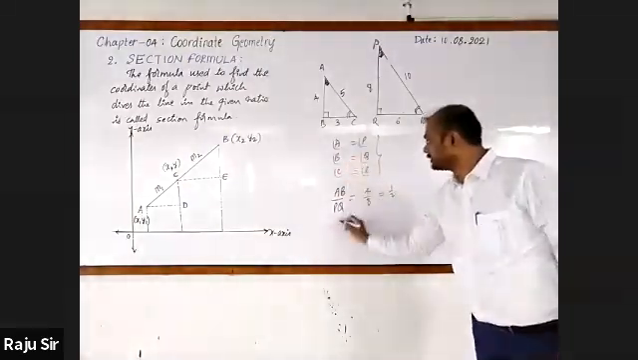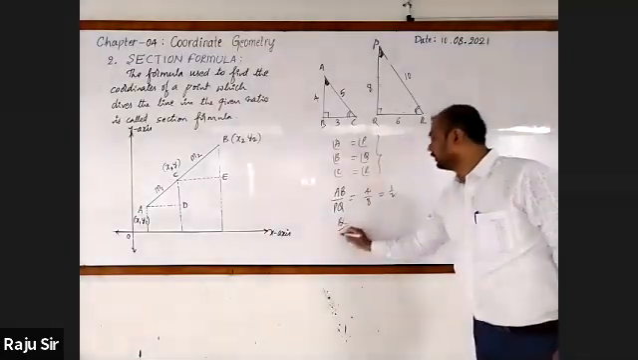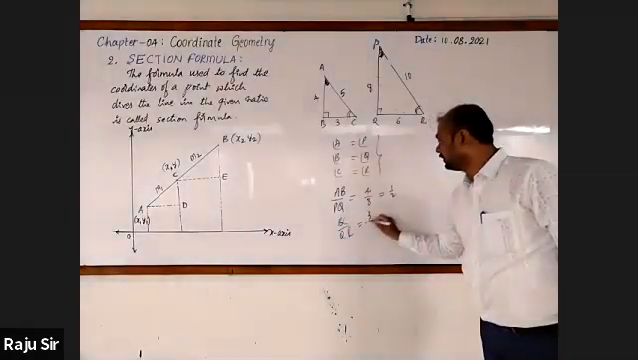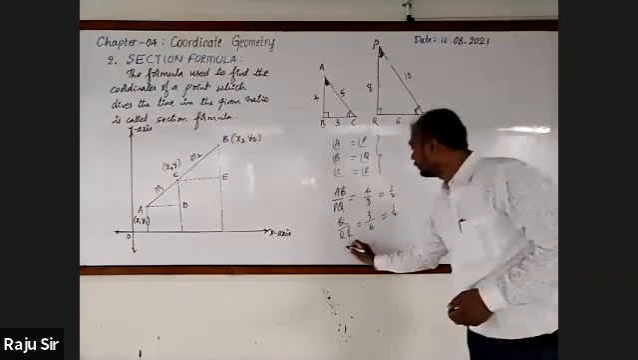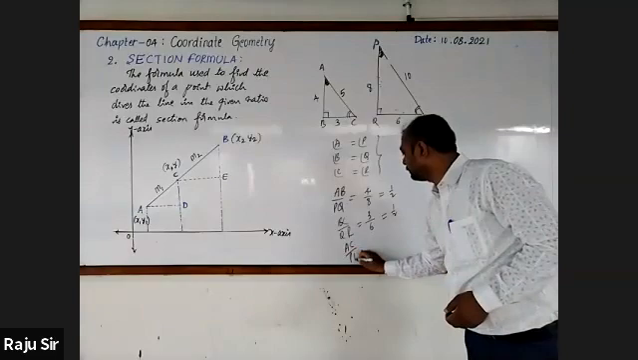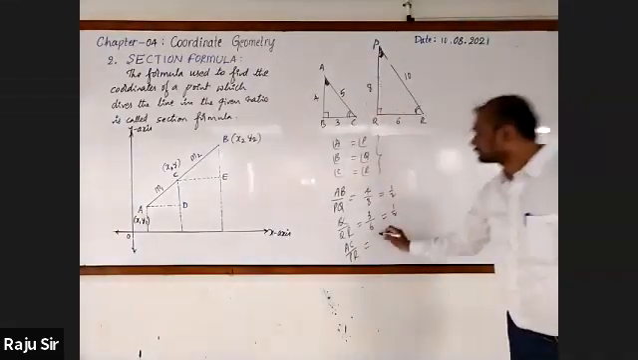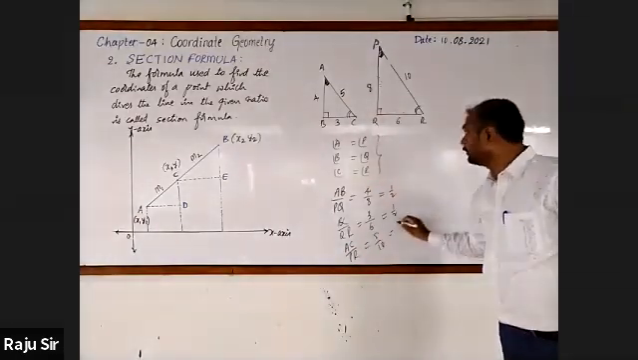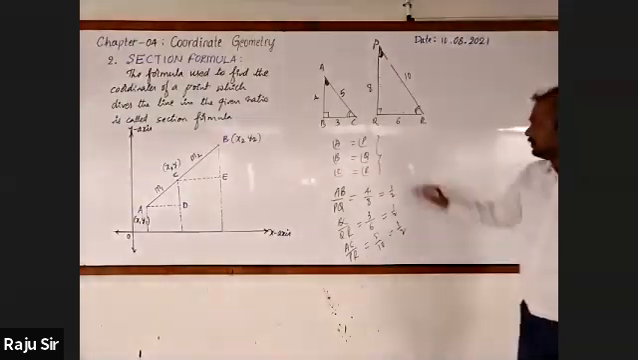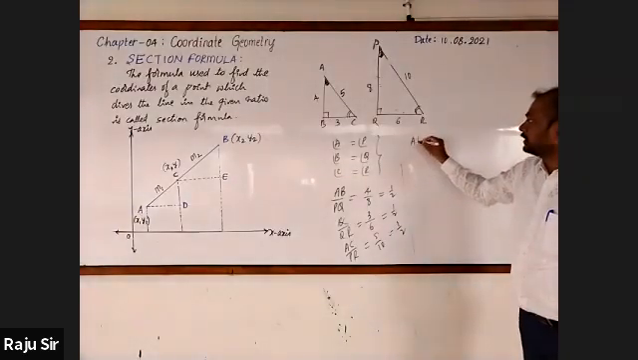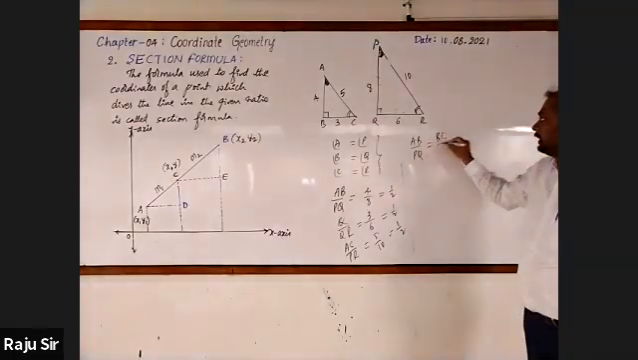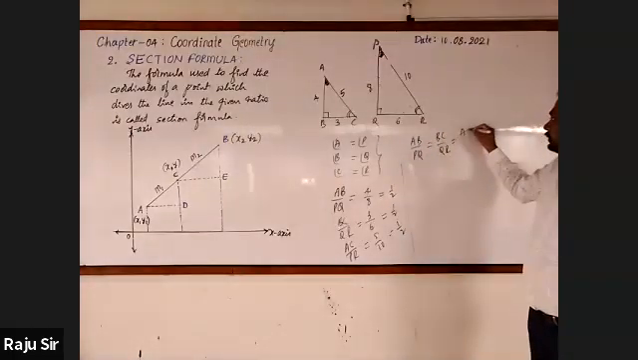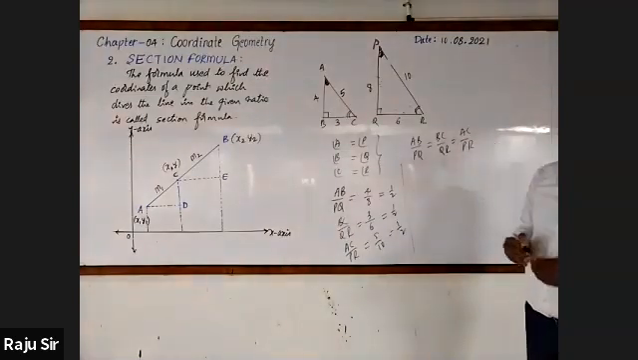Next, BC and its corresponding side QR. 3 by 6, that is 1/2. AC by PR: 5 by 10, that is 1/2. Now, we can write AB by PQ is equal to BC by QR is equal to AC by PR.